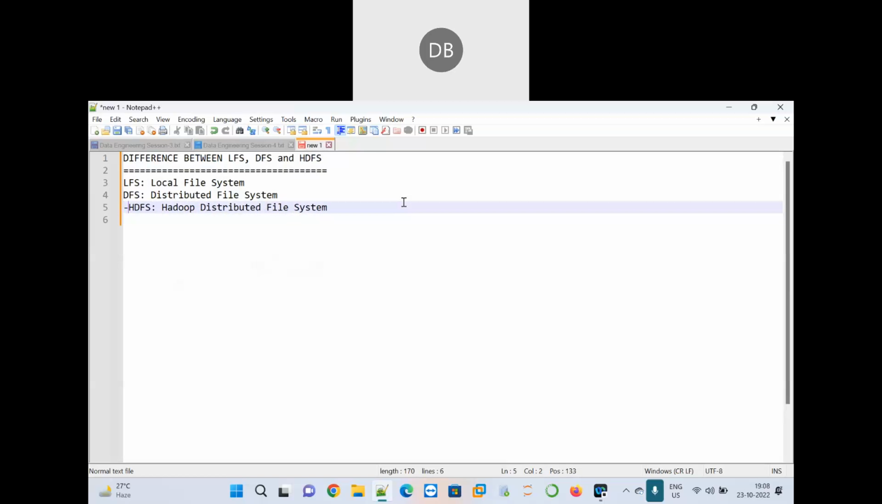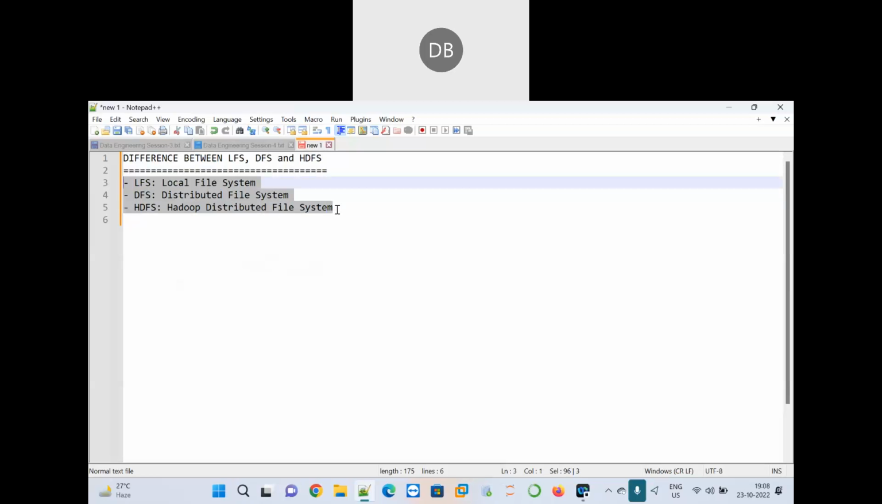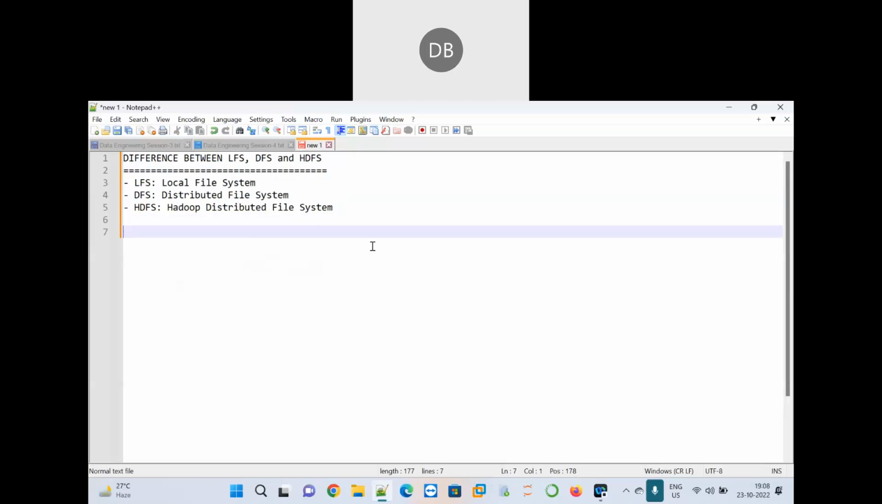These are the three different kinds of file system we have. We are going to discuss these three. What are the different file systems there? What is the difference between the three? Okay. So these are the file systems we are going to see, and what are the differences between the three different file systems. Okay. So first of all, LFS, local file system.